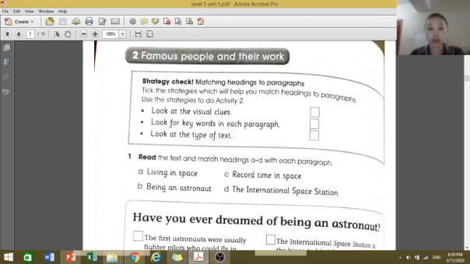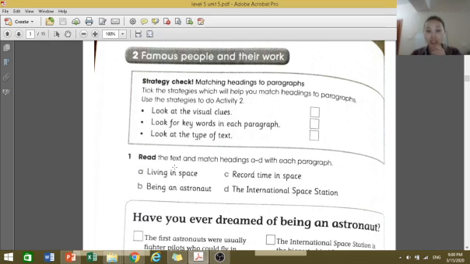First of all, as you can see here on the screen, the strategy is that you need to first look at the visual clues in order to match the headings to the paragraphs. Second, you need to look for keywords in each paragraph. The keywords can be found from the title of the headings. For example, here, living in space. So live and space will be the keywords for the matching of the paragraph. And next one is look at the type of text.